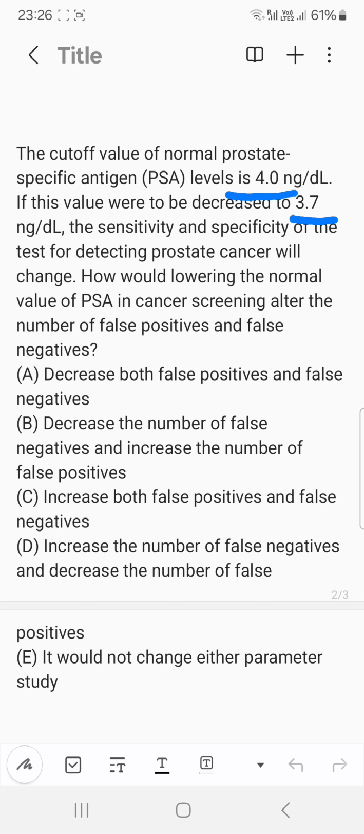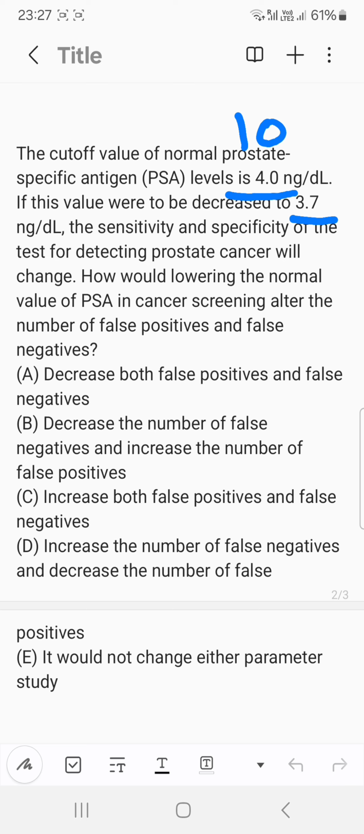So the PSA level was earlier set at 4. So suppose we are screening a group of 100 patients, and 10 of them had a level of more than 4, and they were found to have high prostate specific antigen levels or prostate cancer. So initially it was 10 people.